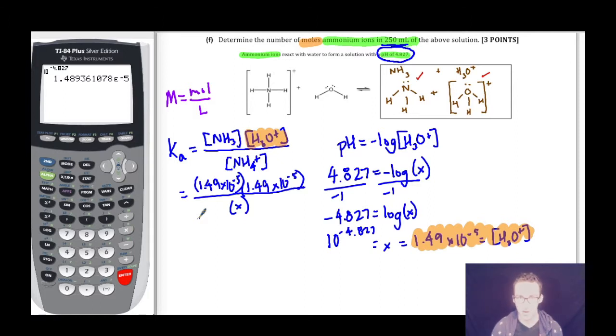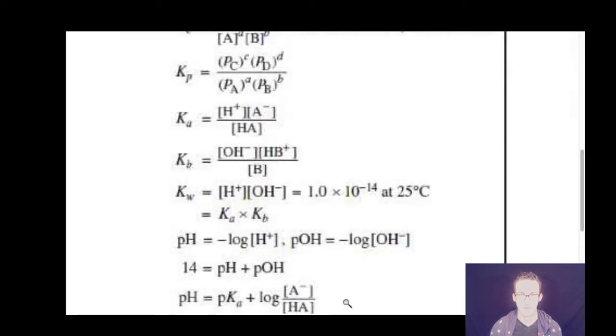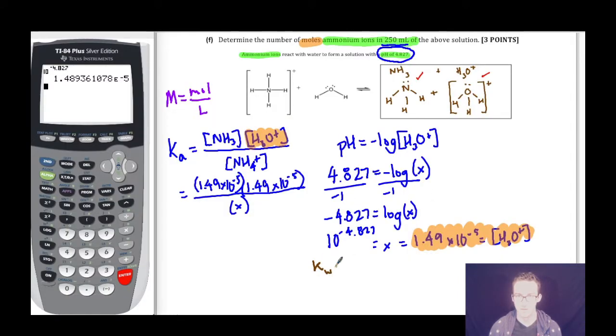So how can we figure out what Ka is? Well, once again, our formula chart is going to come to the rescue here. We can use this equation here that relates Ka and Kb to Kw. So Kw is equal to Ka times Kb. Now we're trying to solve this for Ka, which means that my expression is going to be Kw over Kb. Now I know that Kw at 25 degrees Celsius is 1.00 times 10 to the negative 14.